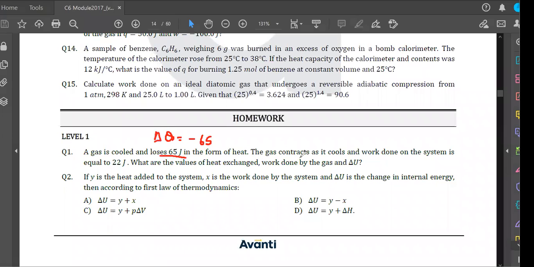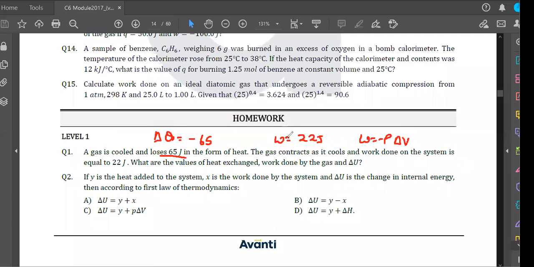The gas contracts as it cools down and work done is equal to 22 joule. This is your work done. Now this work done is due to contraction, which means volume is decreased, so delta V is negative. Work done is minus P delta V. Since delta V is negative, minus P delta V will be positive. That's why I've written positive. Now you have to find delta U.